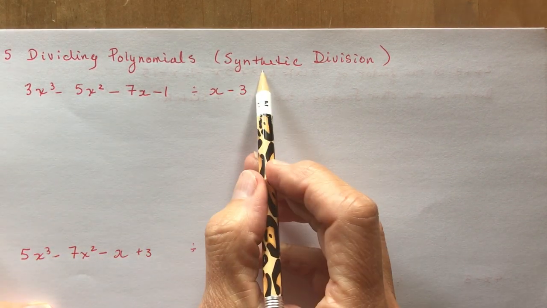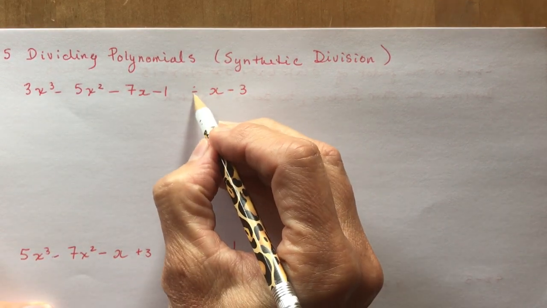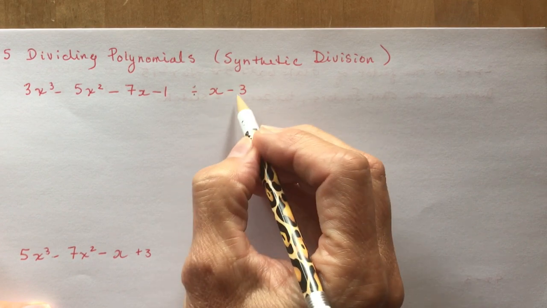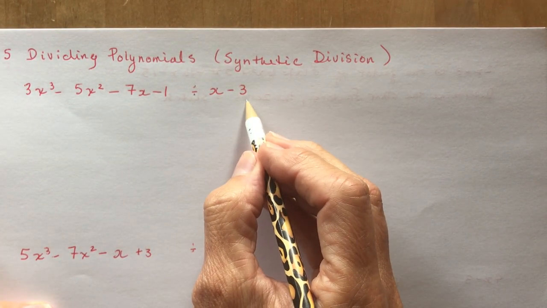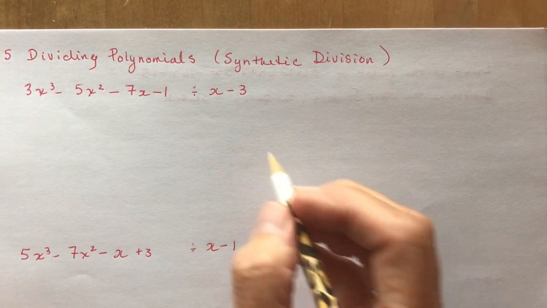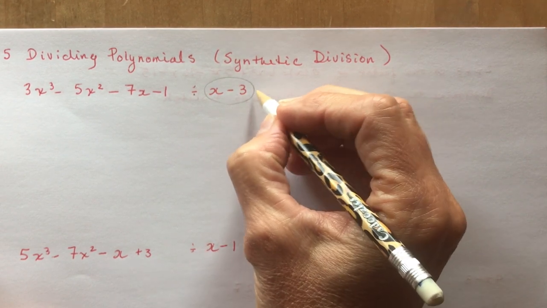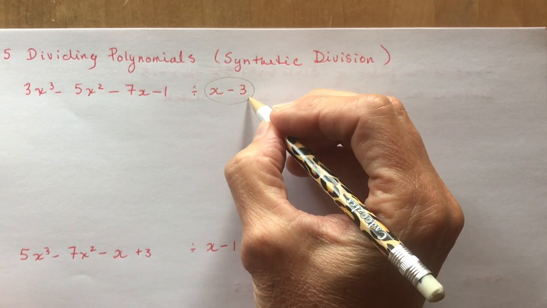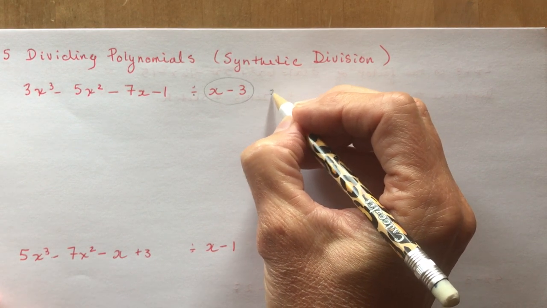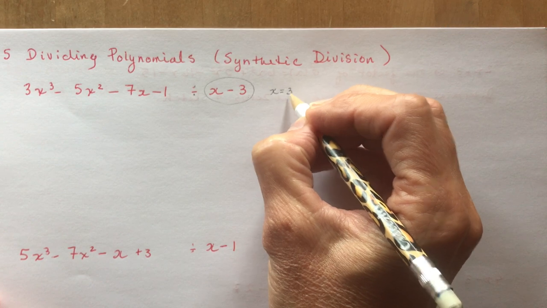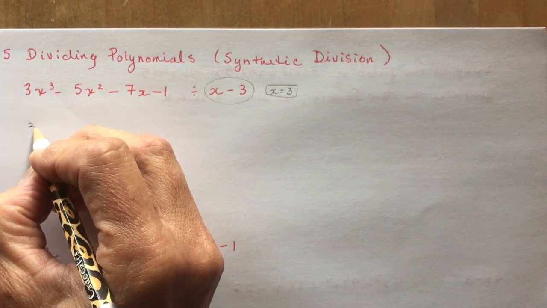So when you're using synthetic division, the first thing you want to do is look at what you're dividing by here. And we're dividing by x minus 3. So if we're dividing by x minus 3, then what you want to do is set this equal to 0. And if I said this x minus 3 was a factor, then you'd say x equals 3 is a 0, right? So I'm going to use 3, x equals 3 here, in this side of the equation.